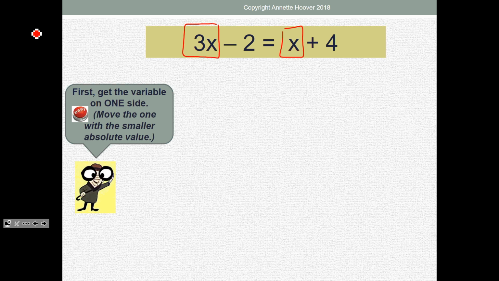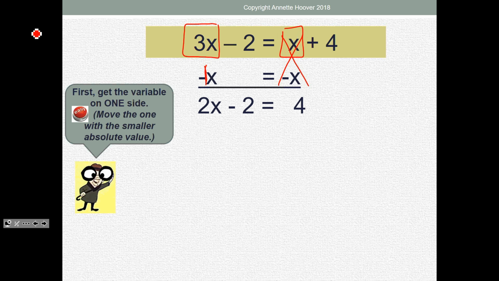We still have 3x and a 1x. So we're going to subtract 1x on both sides to get rid of it on the right side. And remember, when there's not a number in front of it, there's an understood 1, an invisible 1 that you can't see. So on the left side, we have 2x minus 2 left. And on the right side, the x's canceled out, so we only have 4 left.